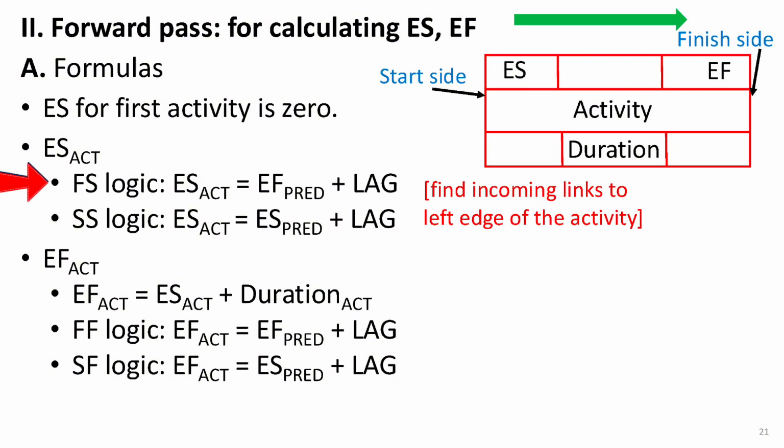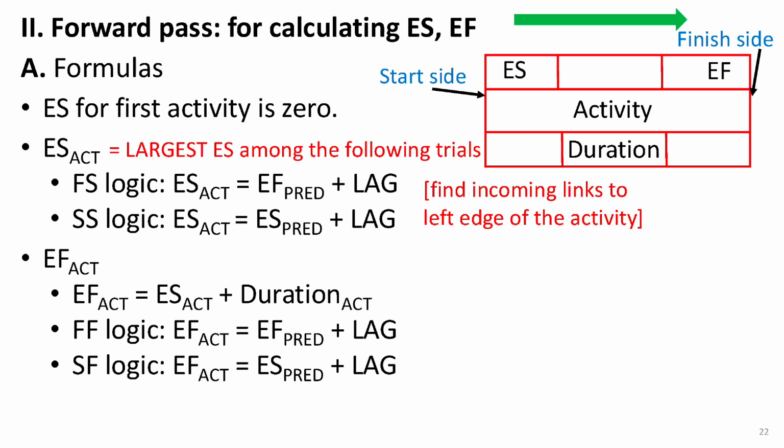If the relationship is finish to start, FS, the early start of an activity is equal to the early finish of its predecessor, plus any lag time. If the relationship is start to start, SS, the early start is simply the early start of its predecessor, plus lag. When an activity has multiple predecessors, you take the largest ES calculated from all of them.